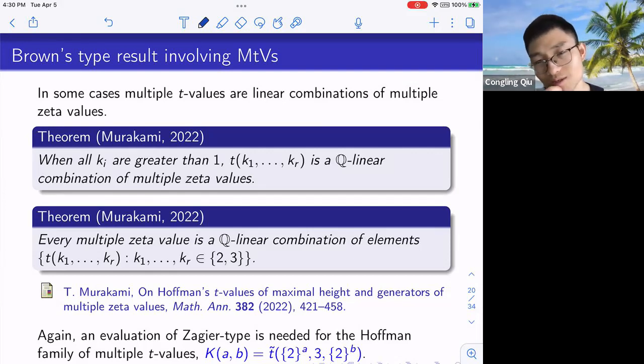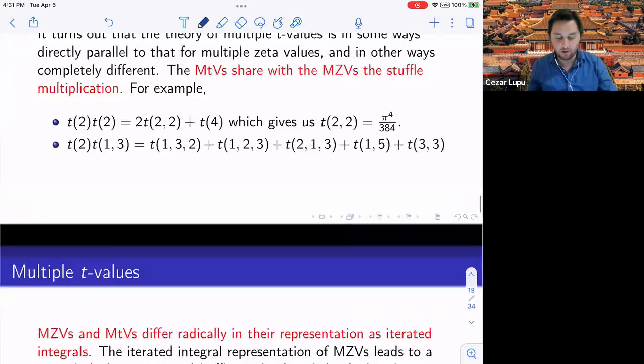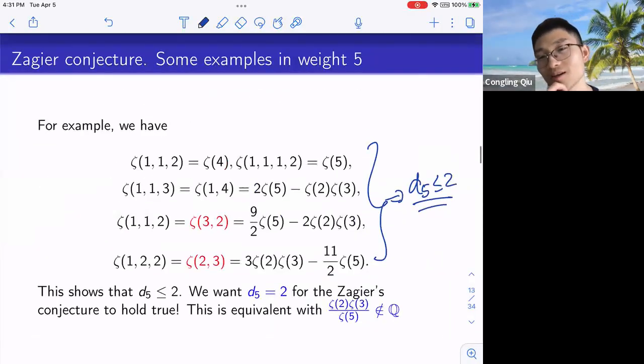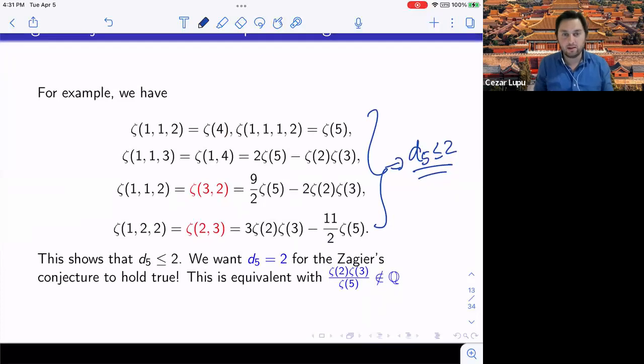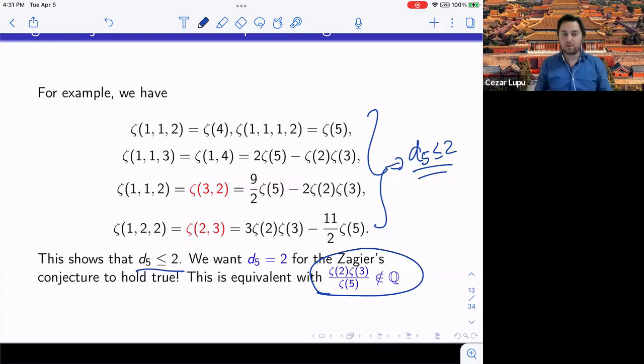Okay, another question. You said that Zagier's conjecture is true for k equals 5. No, I said if I want that to be true. They didn't even prove that. Okay, so that's not even true. No. If we want D5 to be 2, then this will be equivalent with that, which we don't know. What we know is that D5 is less than or equal to 2. But if we want to force D5 to be 2.